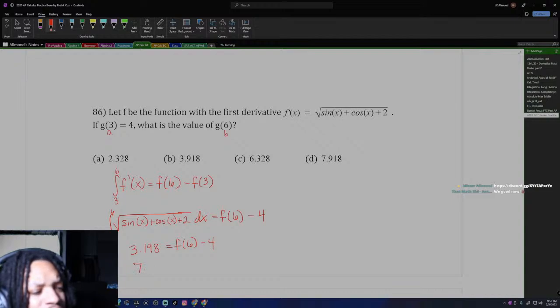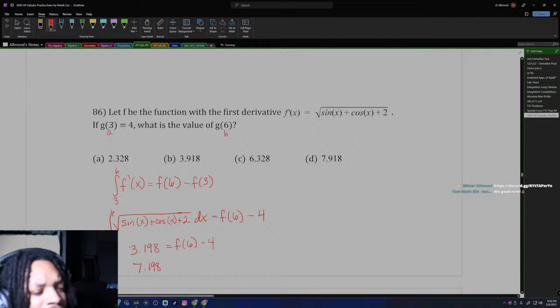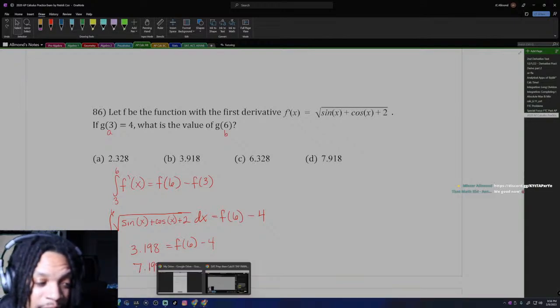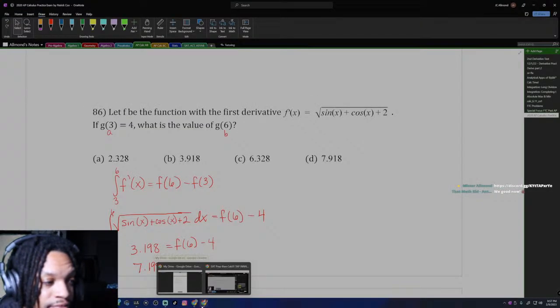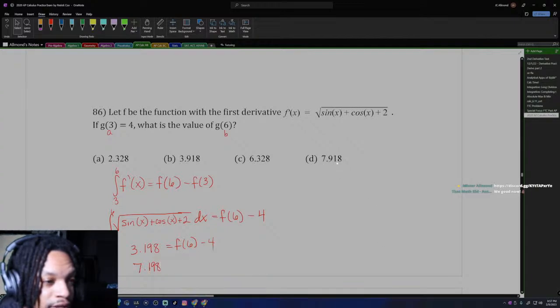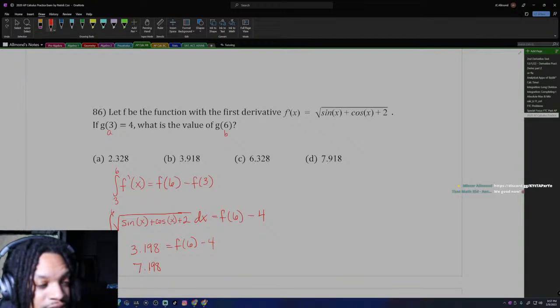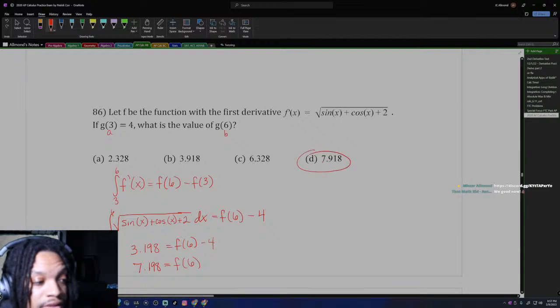Oh, is that another typo? Goodness gracious, who wrote this? Or wait. Let me make sure I didn't make a typo before I start going off. 3.198. Dang. So I got 7.198. I'm hoping it's D. I think.